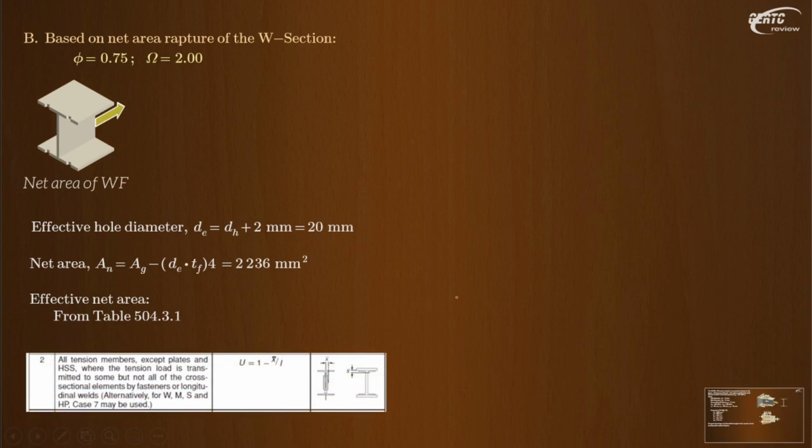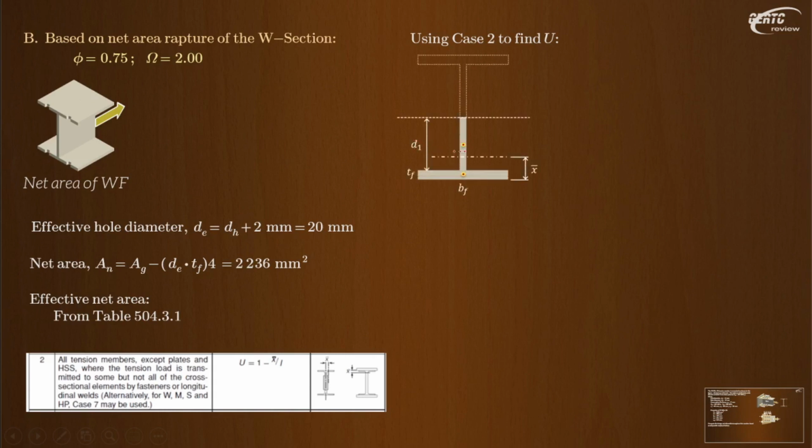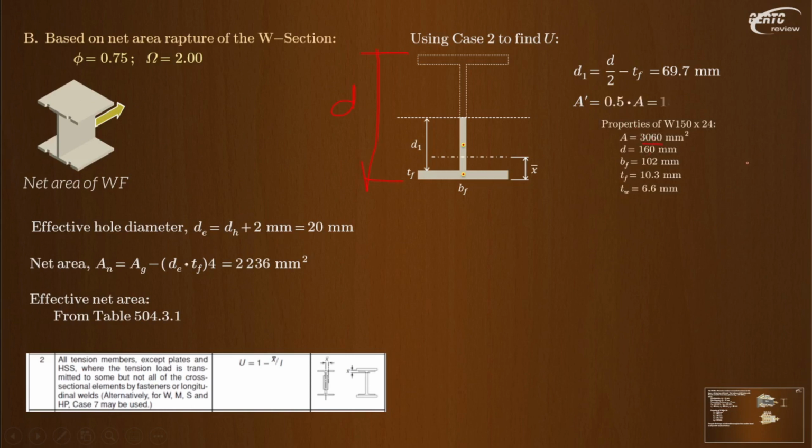So to find barred X, we will cut our wide flange into two, and then locate the centroid of this area using, of course, Varignon's theorem. Let's compute our D1. This is our total depth, so our D1 is half of the total depth minus the flange thickness. The area of this half is 1/2 of the total area. The total area is 3,060, so that will be 1,530. So our barred X using Varignon's theorem is this one.